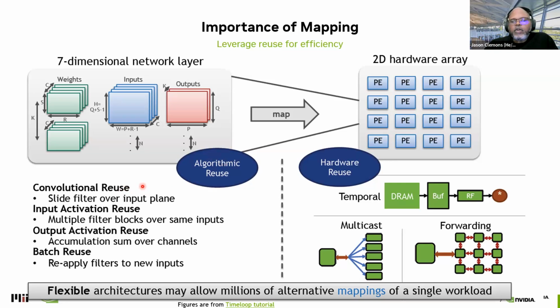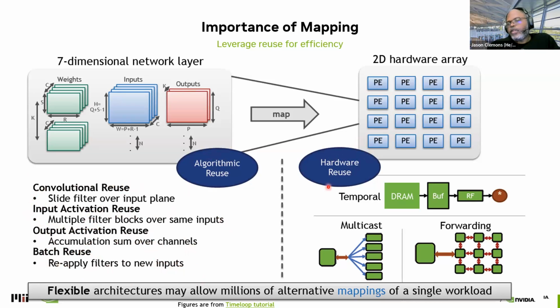So you want to get the most reuse. You want to get the convolutional reuse by using the same filter weights as much as you can. You want to get input activation reuse. If you've got multiple filters that are going to use the same input, you want to try to reuse that as much as you can. Output activation reuse, you want to basically be reusing the output activations across the channels. And you want batch reuse, right? Hey, if I can keep my weights and reapply the filters to some new inputs, fantastic.